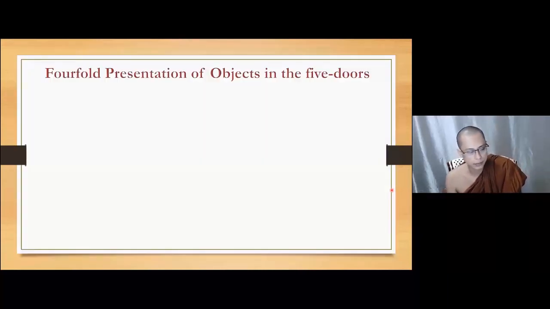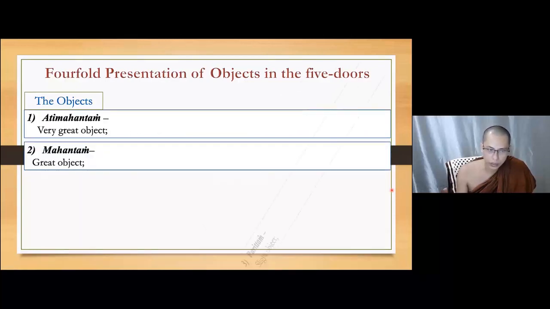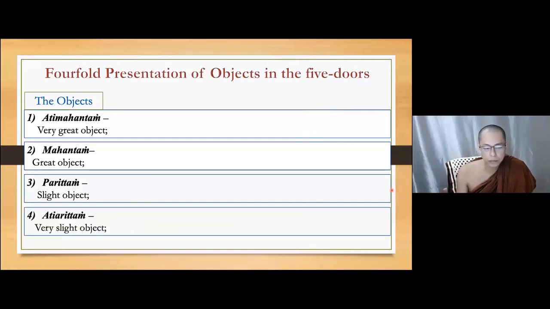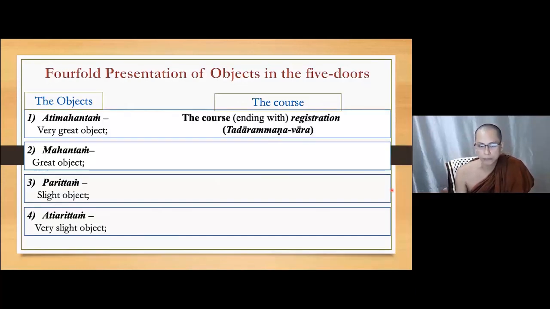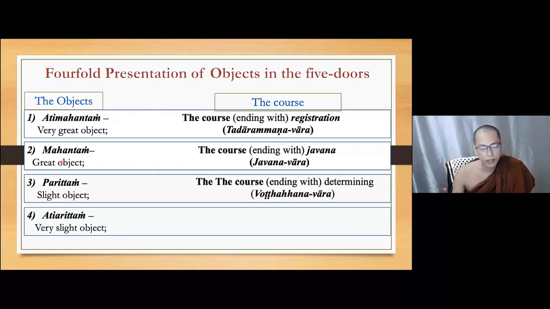Okay, now we understand the 75 processes, how they arise. So let's repeat the fourfold presentation of objects in the five doors. According to the objects: Ati Mahanta, very great object; Mahanta, great object; Paritta, slight object; Ati Paritta, very slight object. As I introduce the names of the courses, they are called Vara in Pali. The course ending with registration is only one. The course ending with Javana has only two types, taking the Mahanta arammana, great object. And another is the course ending with determining, Votthapana Vara, because it ends with the determining. So Votthapana Vara has six processes. Taking the slight object, six processes arise, and they are called the course ending with determining, Votthapana Vara.